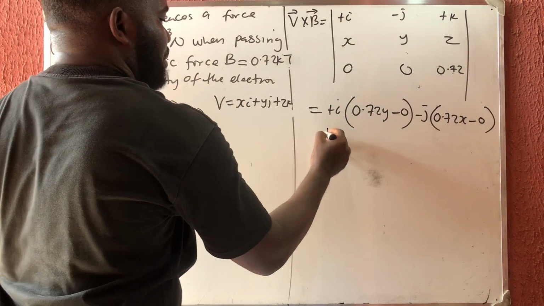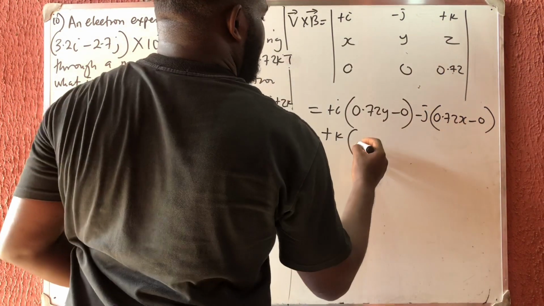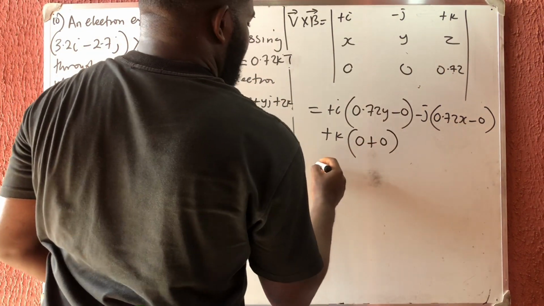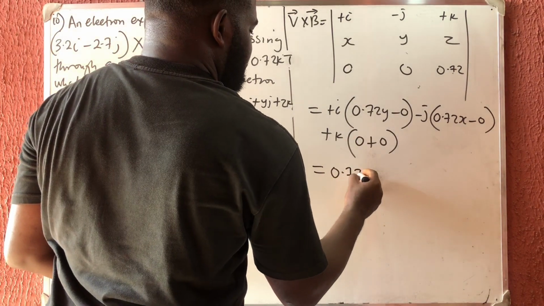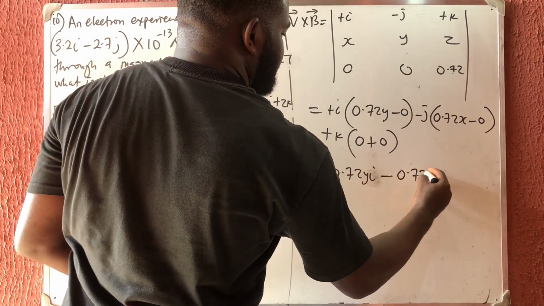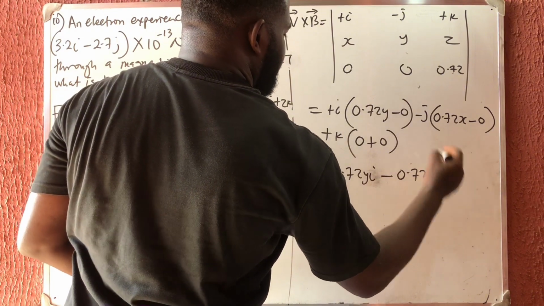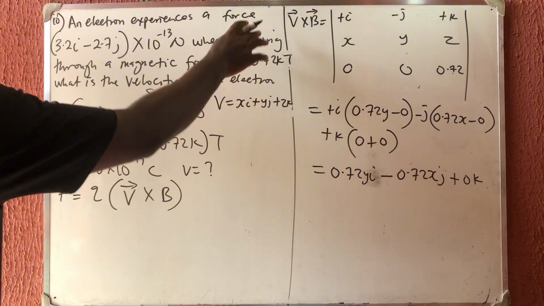Okay, I'm picking the last one, plus k. If I cover this, I'm going to have 0, 0, 0 plus 0. So I'm left with what? This time this will give you 0.72yi minus 0.72xj, then plus 0k. Okay, now that is what I got as my v cross B.